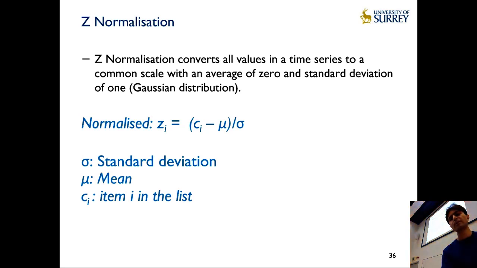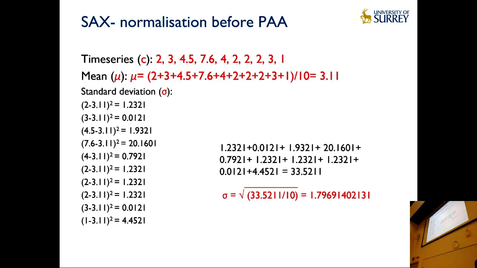If I have values of 1, 2, 3, 4, you take the mean, you find the standard deviation, and then you take each value minus the mean, divided by the standard deviation. And that will give you the normalized value. How do you calculate the standard deviation? You take each value, subtract the mean, square it, and then add them up and take the square root.